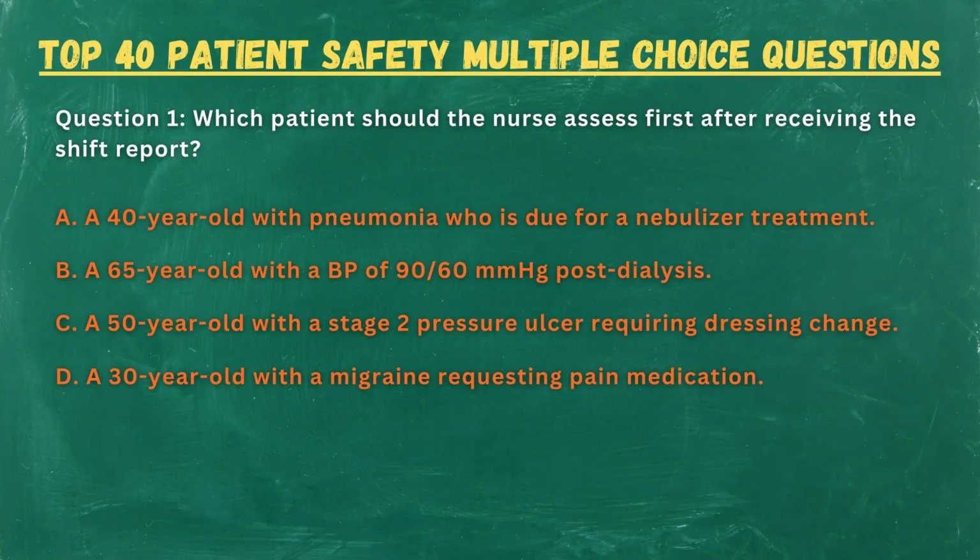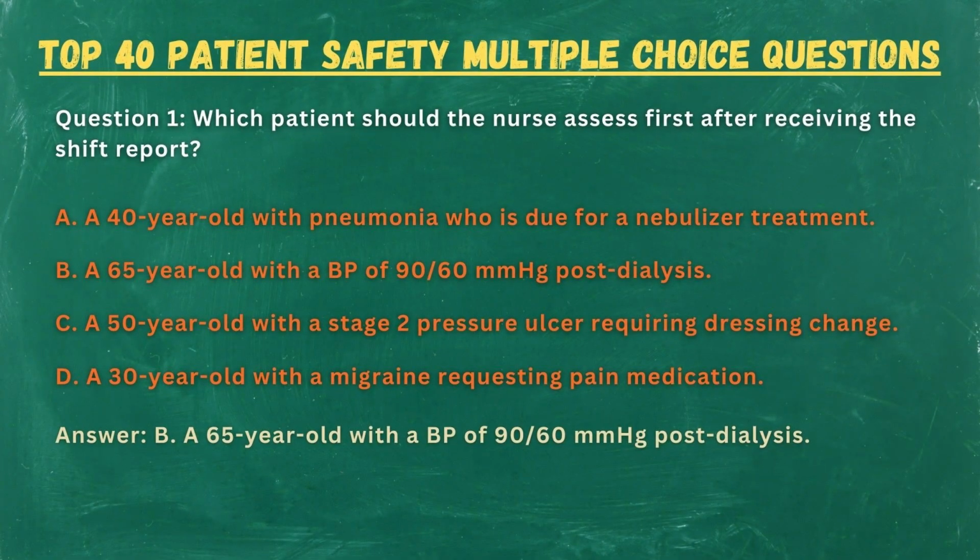Question 1. Which patient should the nurse assess first after receiving the shift report? A. A 40-year-old with pneumonia who is due for a nebulizer treatment. B. A 65-year-old with a BP of 90/60 mmHg post-dialysis. C. A 50-year-old with a stage 2 pressure ulcer requiring dressing change. D. A 30-year-old with a migraine requesting pain medication.